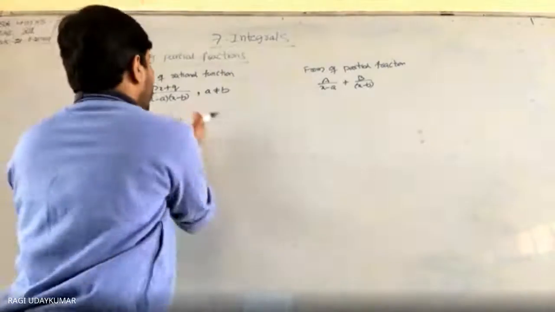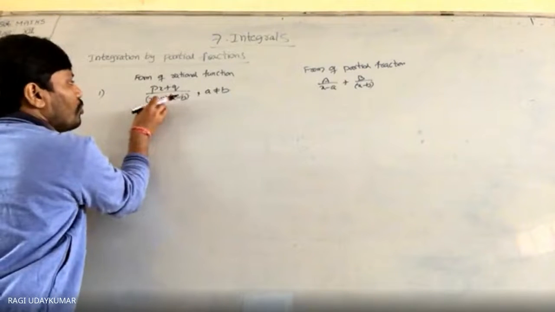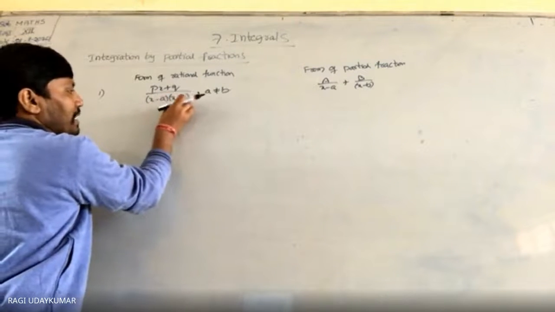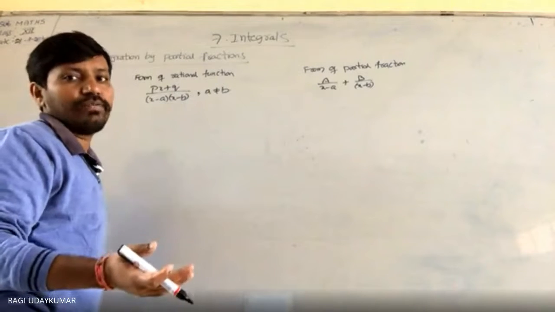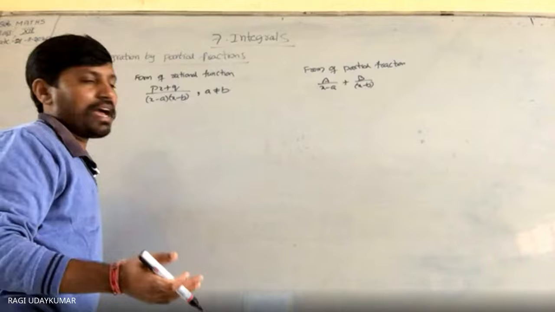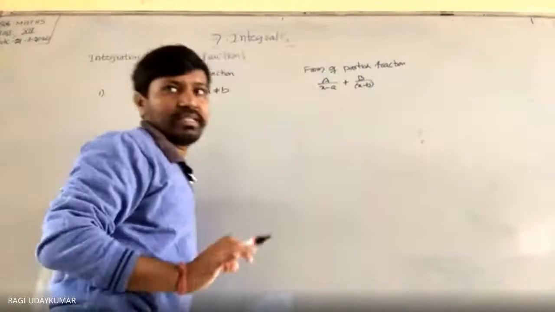And we have to split this one. Denominator में product of two linear, if you are having, 2 or 3, 3 linear factors also if you are having. A and B are constants.